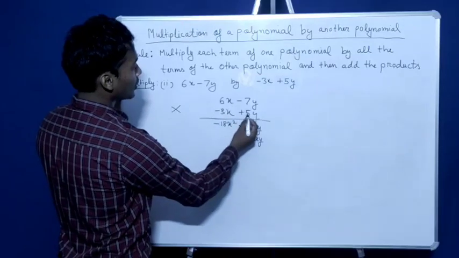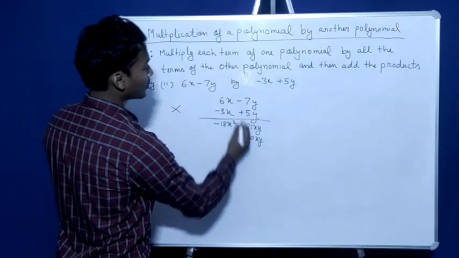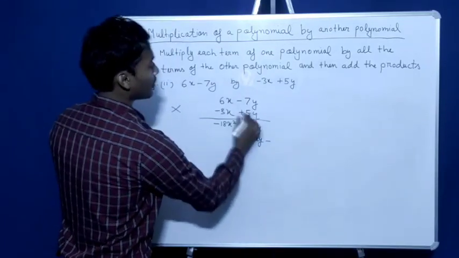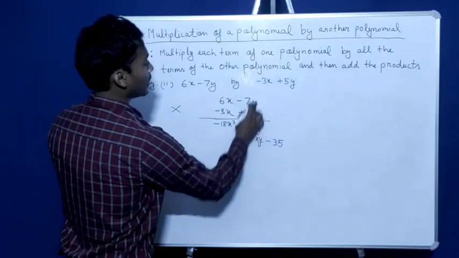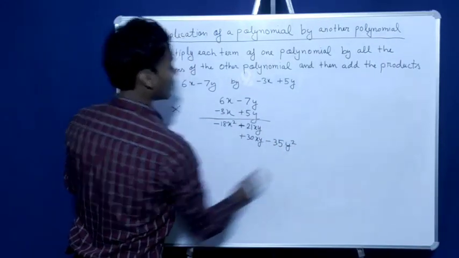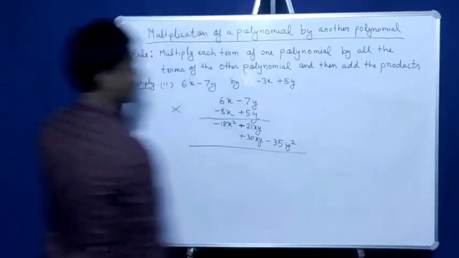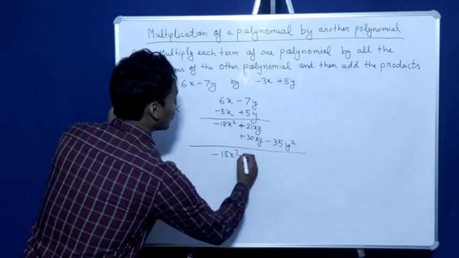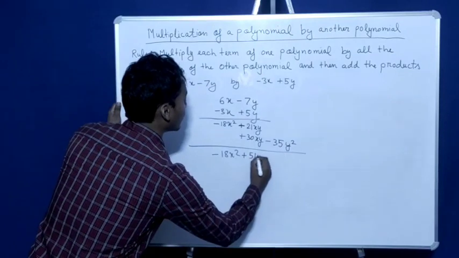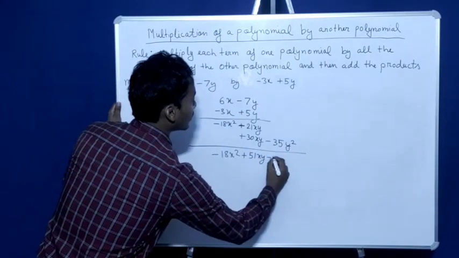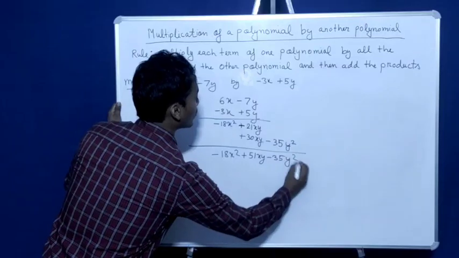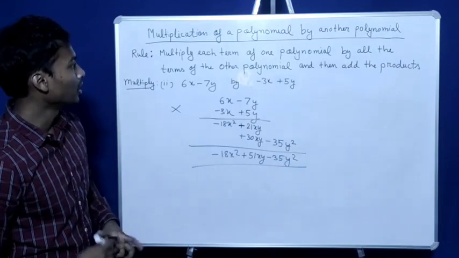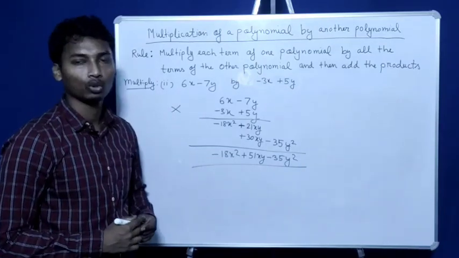Then we have 5y multiplied by negative 7y. So we can write them to the right. A negative and a positive will give you negative. 7 5s are 35, and y times y will give you y square. Now we can add them up. So negative 18x square plus 21 plus 30, that is 51xy, then minus 35y square. This was the answer, right? So you can apply the column method to multiply two polynomials.